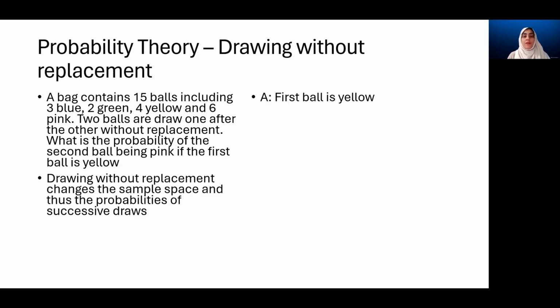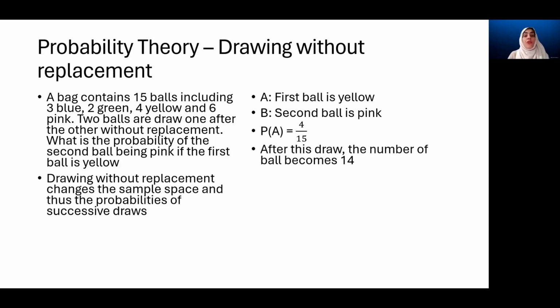Here we define event A as the first ball is yellow, and event B as the second ball being pink. Now, the probability of A, because all of the balls are still in the bag when we are drawing the first ball, depends upon the initial number of balls in the bag. We had 4 yellow balls and a total of 15. The probability of drawing the first ball as a yellow ball is 4 by 15. But once this ball is drawn, the remaining balls in the bag are only 14. And the remaining balls include only 3 yellow balls, and the rest of the counts are the same.